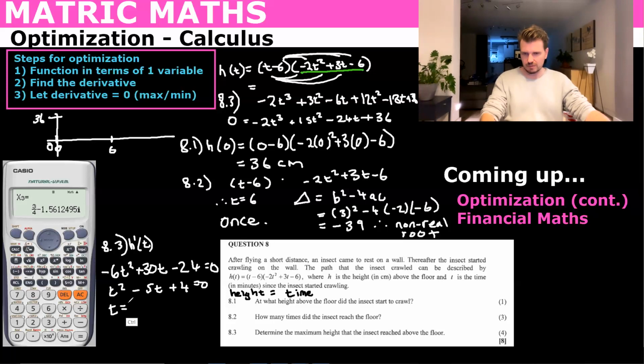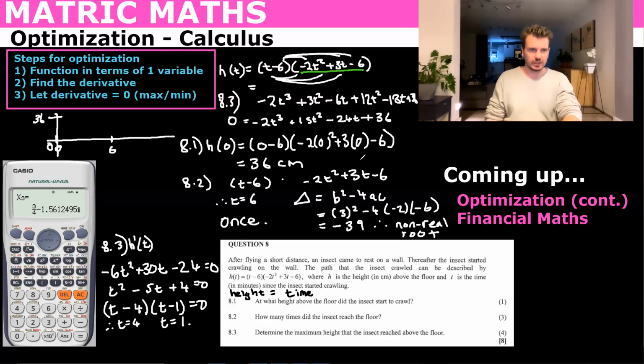So the derivative of t equals 0, let me factorize it first. (t minus 4)(t minus 1) equals 0. Therefore, t equals 4 and t equals 1. Now, I have to put those into the original equation and see which one is the highest. So I'm going to do that now.